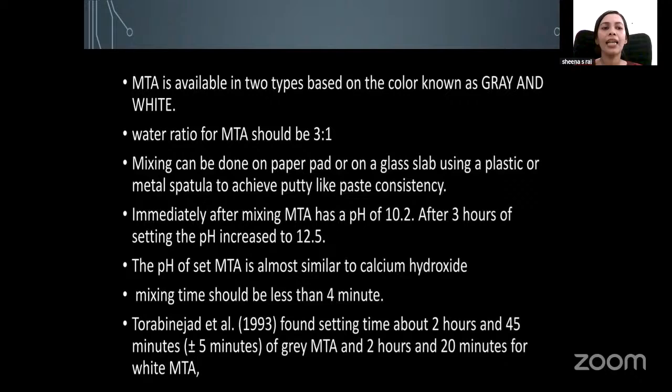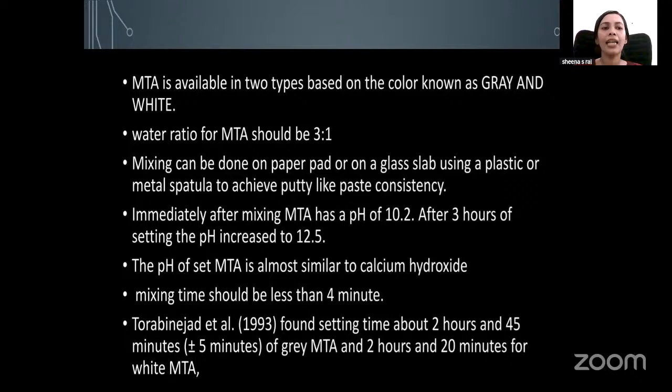And MTA is available in two types, gray and white. Gray is mainly because of the presence of ferric sulfate. Ferric iron is present. That is why it has a gray color. So please keep in mind all these important points. Two types, gray and white.